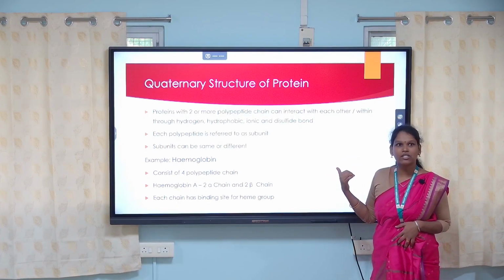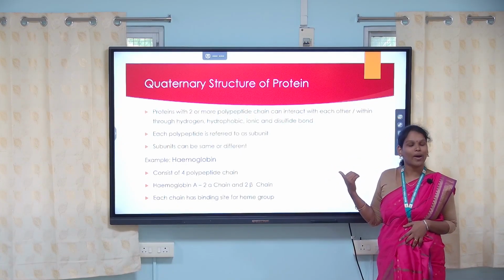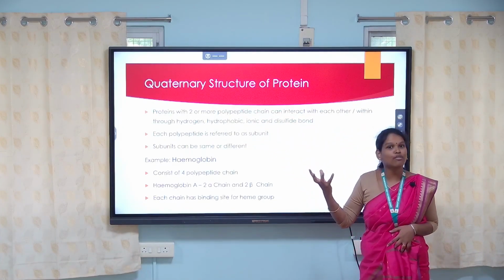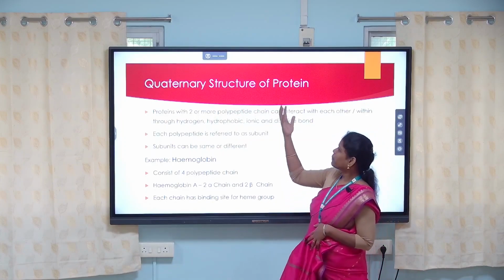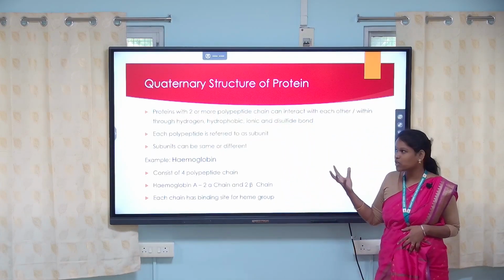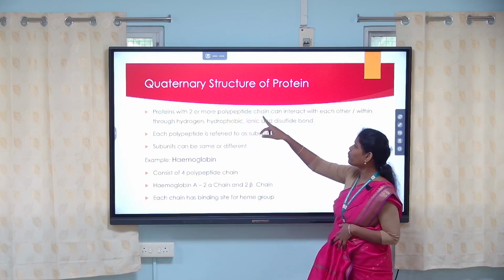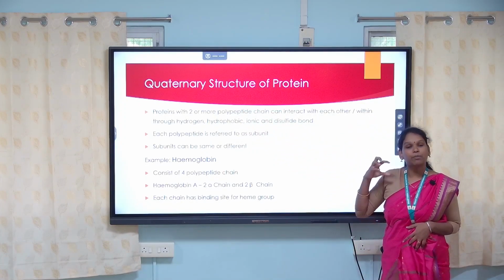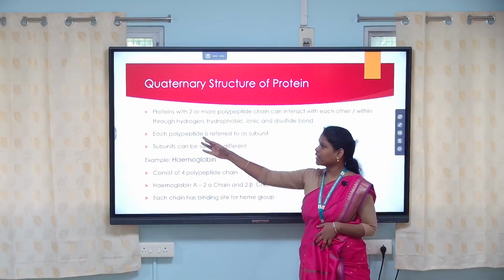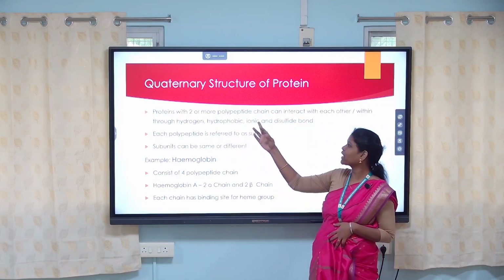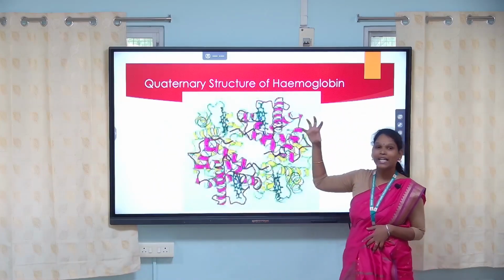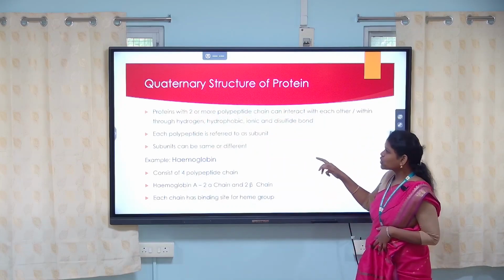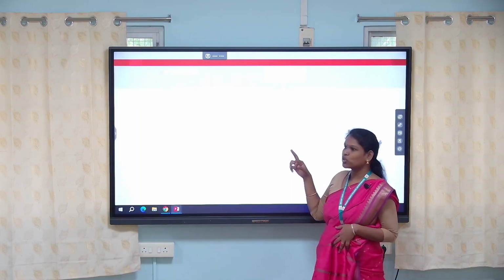And finally, the next structure is the quaternary structure of protein, which has 2 or more polymers of amino acids forming polypeptide chains, complex in nature. Proteins with 2 or more polypeptide chains interact with each other, or within the polypeptide chain, through hydrogen bonds or hydrophobic, ionic and disulfide bonds, to form the quaternary structure of protein. Next, each polypeptide is referred to as a subunit.